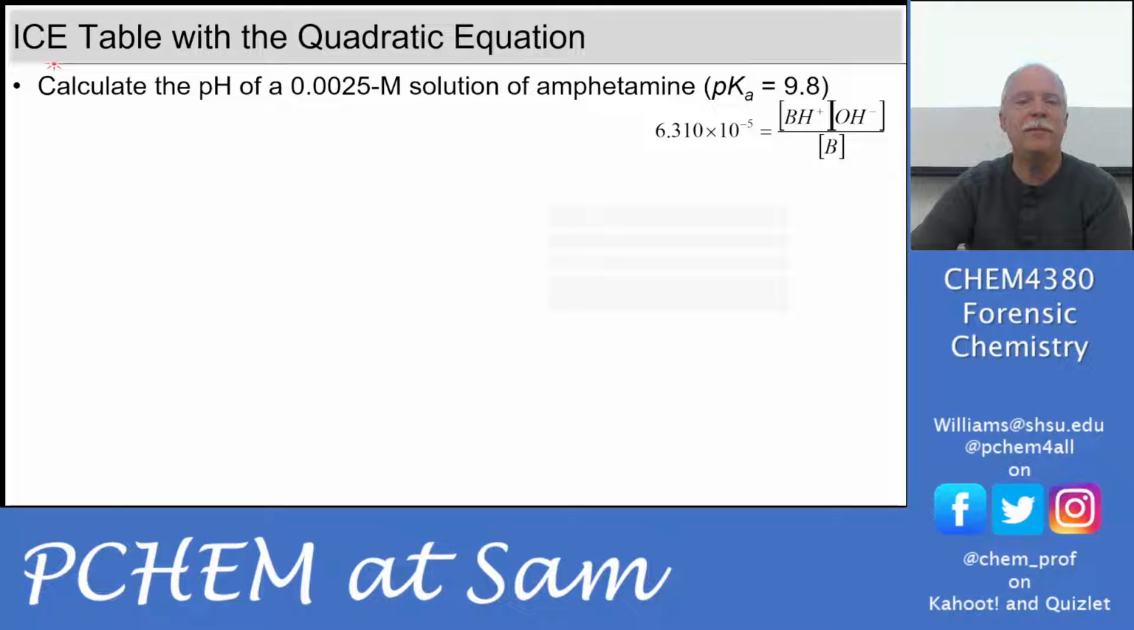So same question, but with a different concentration, 0.0025 molar. So our little check fails. If I take that and divide by Kb, it's not greater than 100. So I can't make that assumption in my ice table.